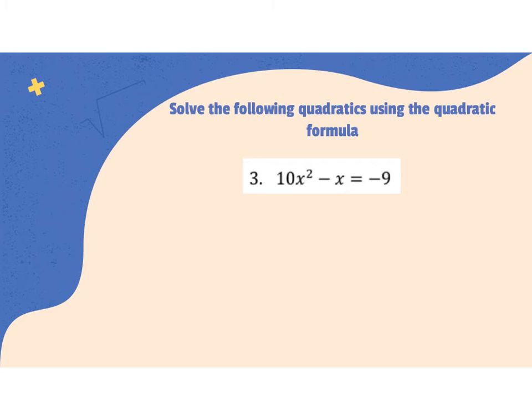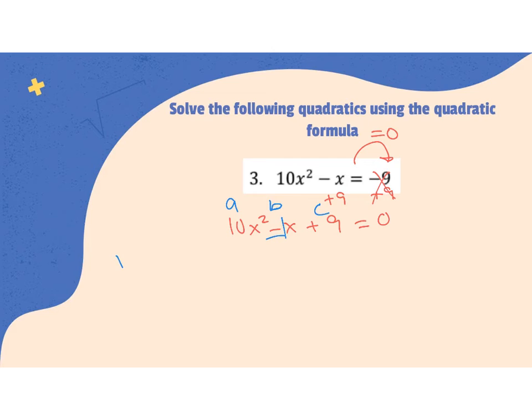Here's why. This looks a little different. So in number 3, I have 10x squared minus x is equal to negative 9. Okay, this right here should say equals 0. So before I can do anything, I need to add this 9 to both sides of the equation so that it goes away and turns into a 0. So that leaves me with 10x squared minus x plus 9. And there's my equation that I'm going to solve. So here's my a, negative 1 is my b, and then my c is 9.